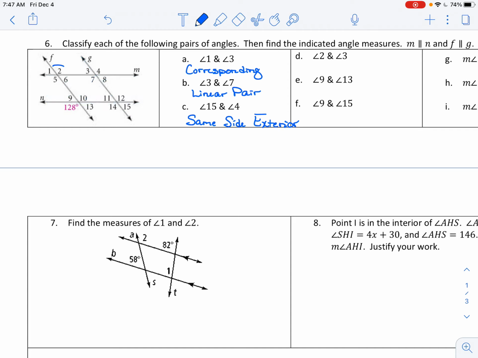Then I'm looking at 2 and 3. 2 is here, top right. 3 is here, top left. I said top for both of them. These are another pair of same side angles. And if I look at my 2 parallel lines of F and G, they are both inside. They are between F and G. They are same side interior angles.